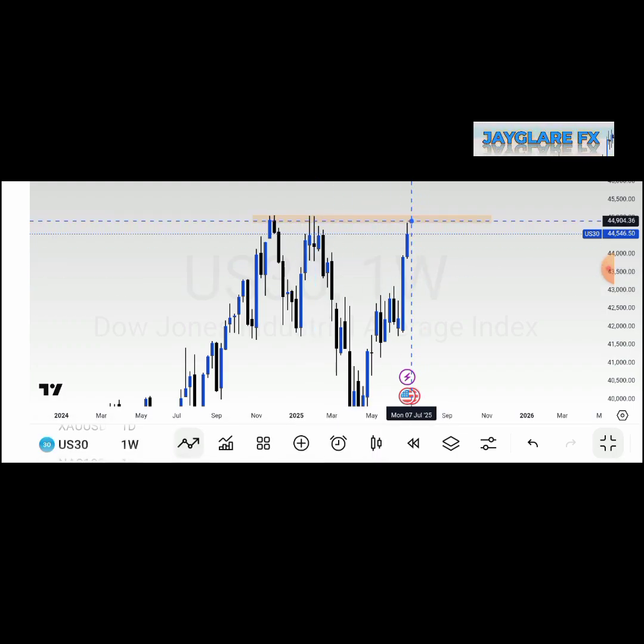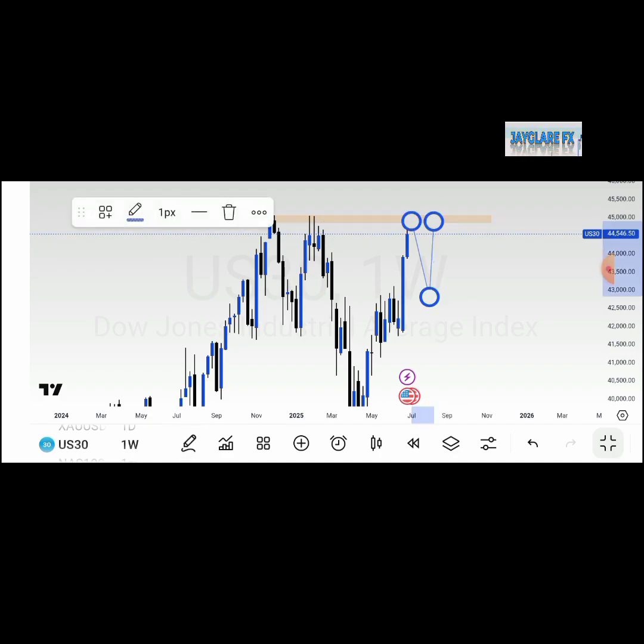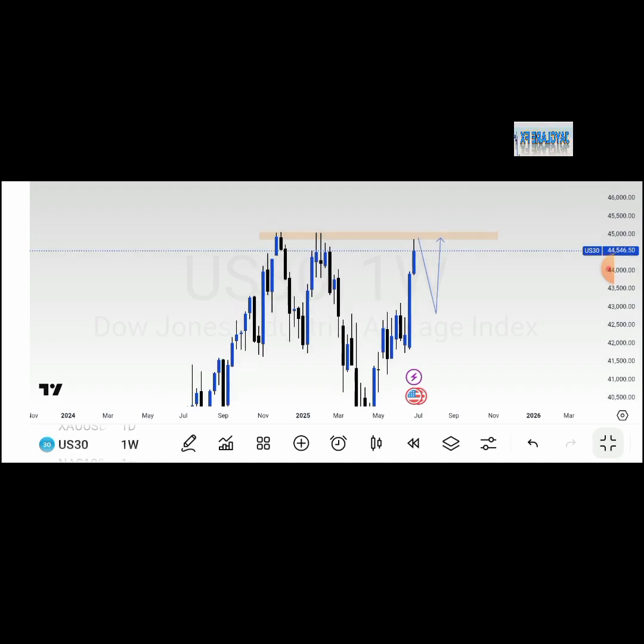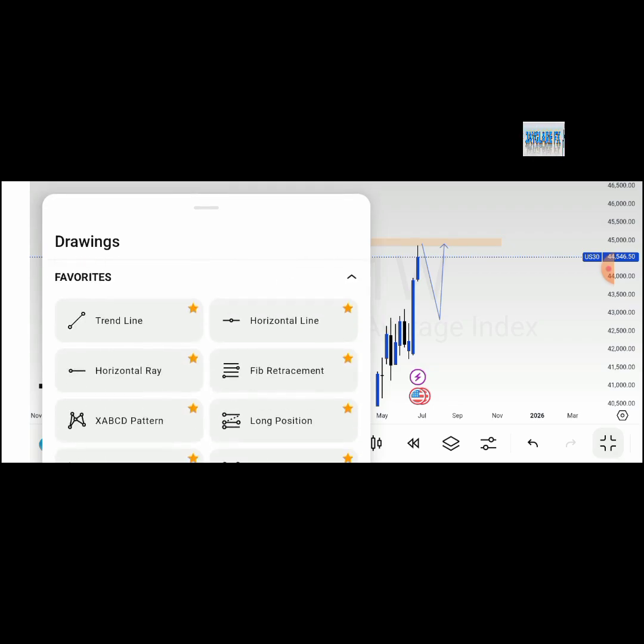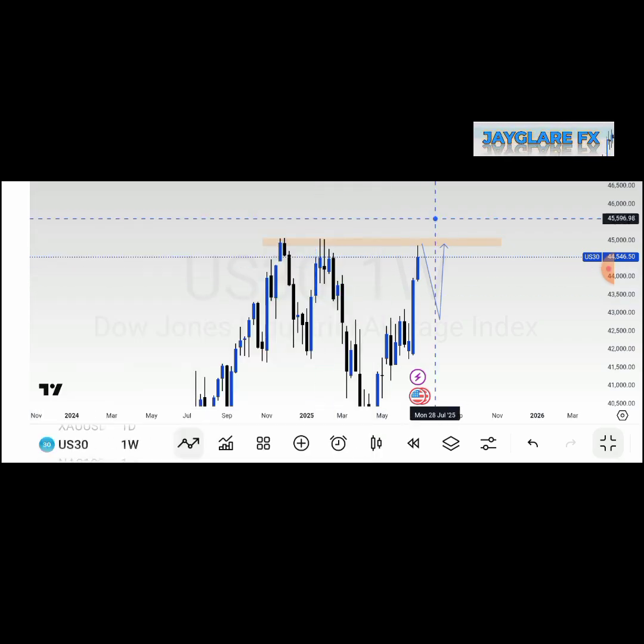So the market might bounce off. Remember the support and resistance. The market might bounce off from this zone, come and retest here before it continues to the upside. All right. So from the weekly perspective, on US30, we're expecting the market to be dropping. However, if the market breaks it, then it's going to be pushing massively to the upside. So maybe if it breaks it and retests, then it will be pushing to the upside. So that's what we are expecting to see on the weekly time frame on US30.